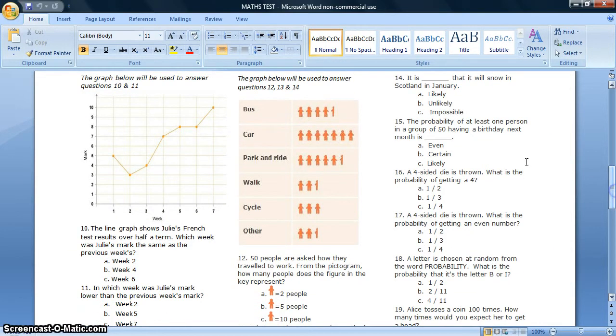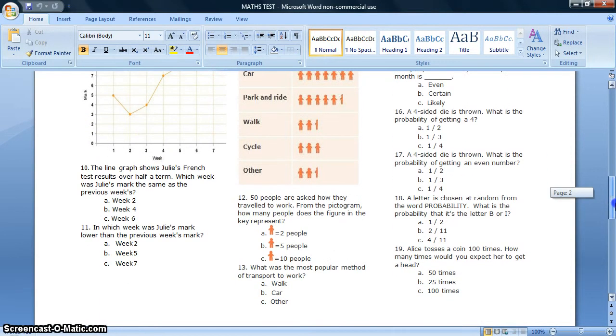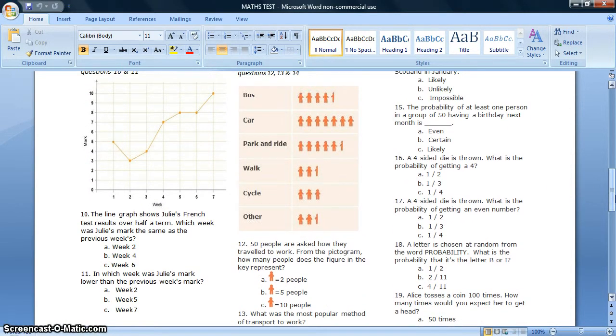The graph below will help you answer questions 10 and 11. Question 10. The line graph shows Julie's French test results over half a term. Which week was Julie's mark the same as the previous week's? A. Week 2. B. Week 4. C. Week 6. Question 11. In which week was Julie's mark lower than the previous week's mark? A. Week 2. B. Week 5. C. Week 7.